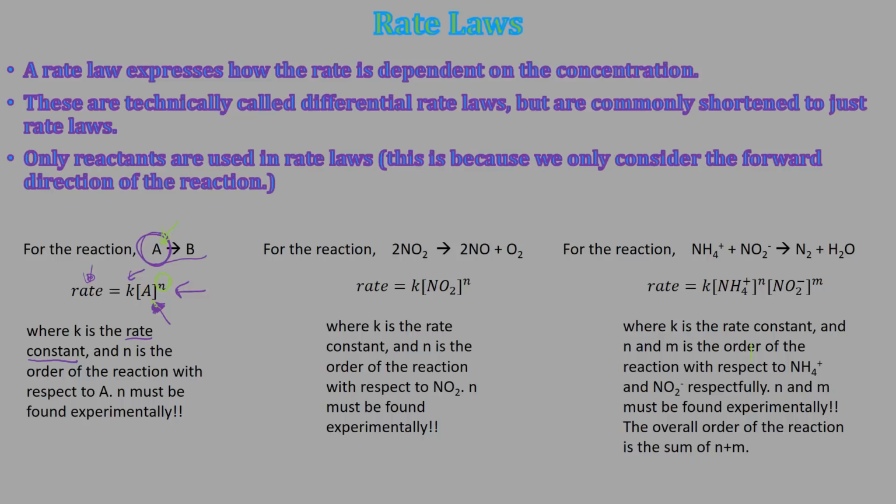In the second reaction, the only reactant is NO2, and so NO2 is the only reactant in the rate law. This little n is the order of the reaction with respect to NO2. k is our rate constant, and then we have rate. For the last one, we've got two reactants this time, so they're both in the rate law. This is ammonium, one of the reactants, and this little n is the order of the reaction with respect to ammonium. And this little m is the order of the reaction with respect to nitrite.